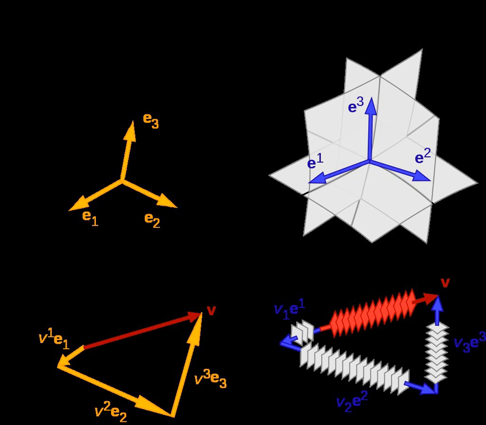That is, e^1 · e_1 equals 1 and e^1 · e_2 equals 0, e^2 · e_1 equals 0 and e^2 · e_2 equals 1. Thus e^1 and e_2 are perpendicular to each other, as are e^2 and e_1, and the lengths of e^1 and e^2 are normalized against e_1 and e_2, respectively.